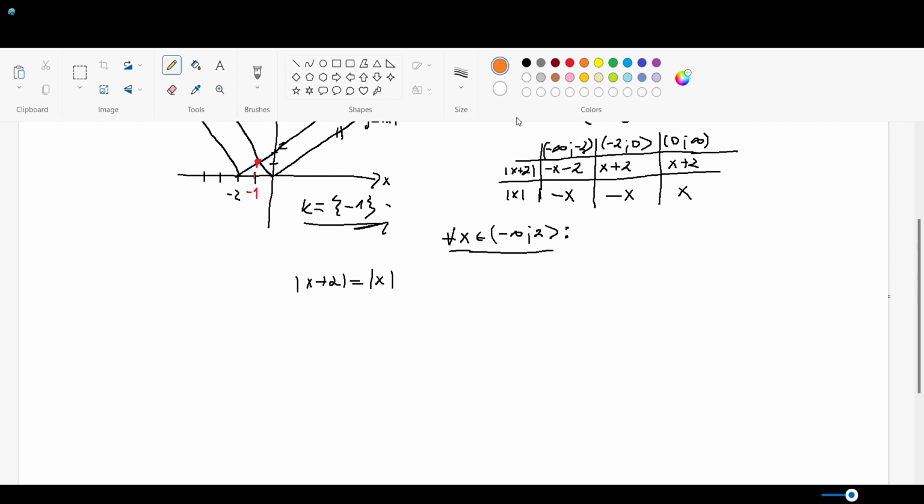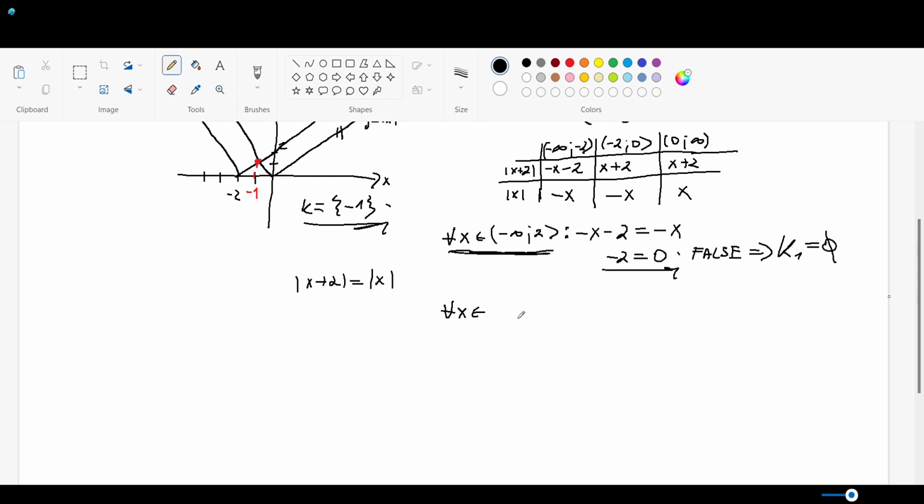You take both these cells, and you come to the equation negative x minus 2 is equal to minus x, or negative x if you want. Now these x's will cancel each other, and it would mean that negative 2 is equal to 0. As you can see, this is again a false statement, and it means that the set of solutions for x from this interval is the empty set.